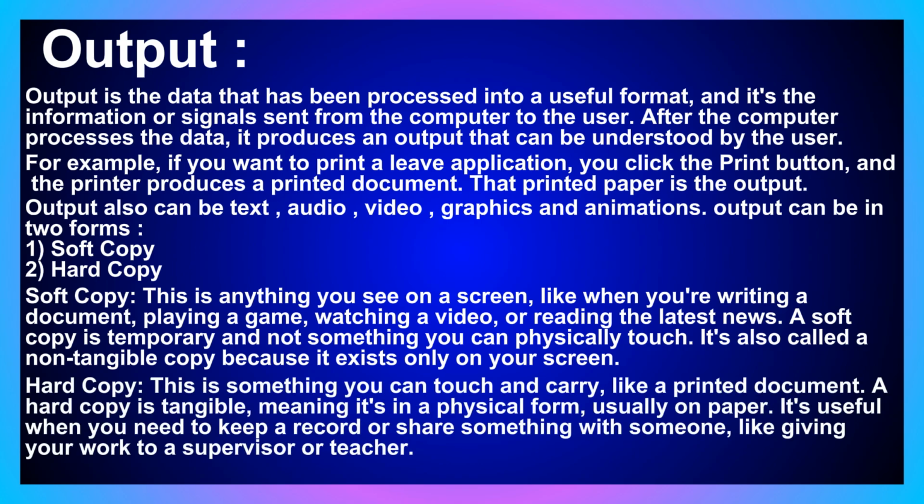Hard copy. This is something you can touch and carry, like a printed document. A hard copy is tangible, meaning it's in a physical form, usually on paper. It's useful when you need to keep a record or share something with someone, like giving your work to a supervisor or teacher. So, output helps us see and use the results of the computer's work, whether on a screen or printed on paper.